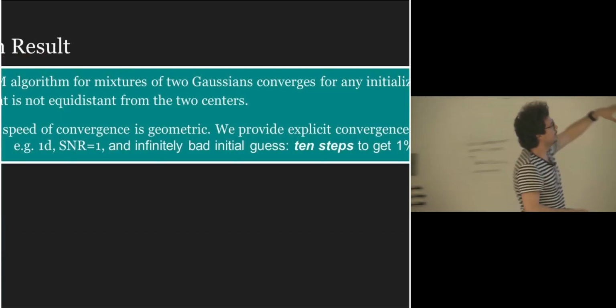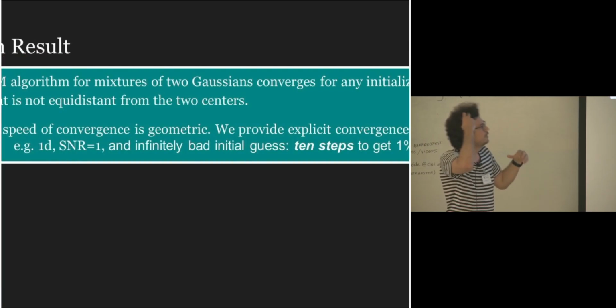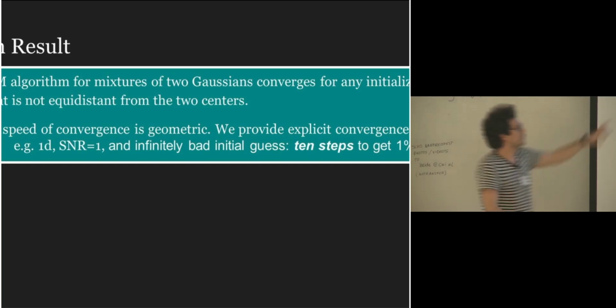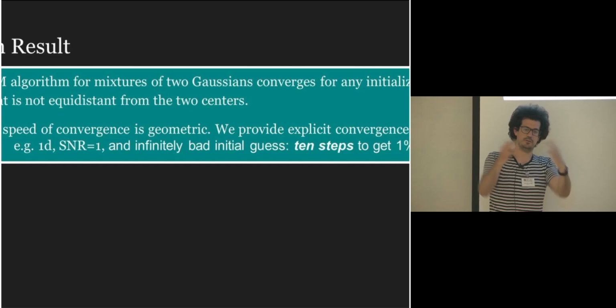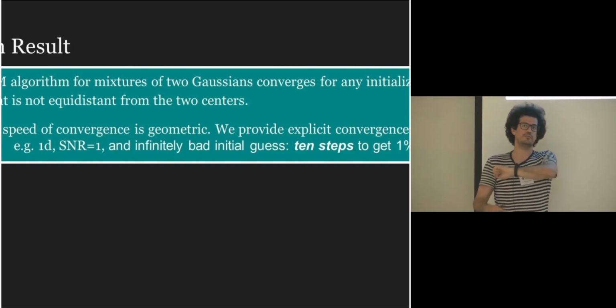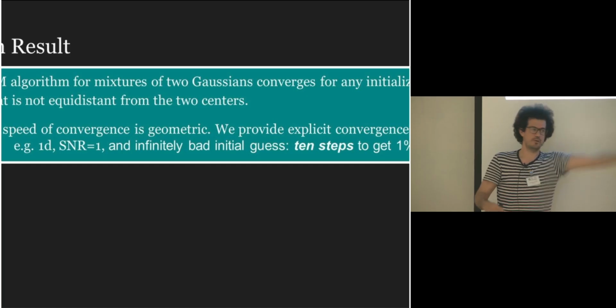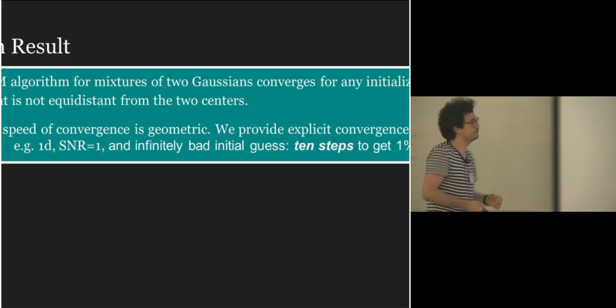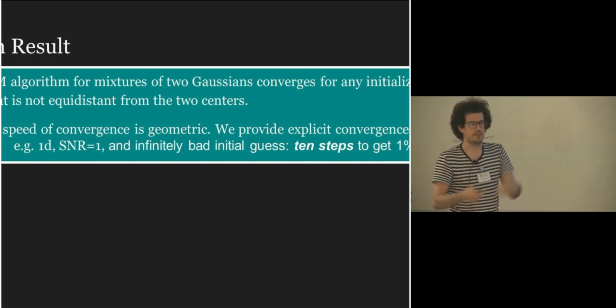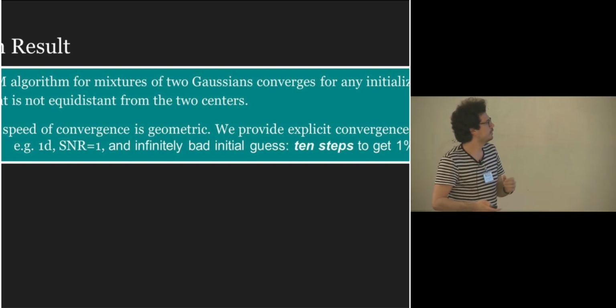Okay? So, just to give a sense of the title, at least, of the paper. In 1 dimension, if your signal-to-noise ratio is 1, which is a bad case, really it's not a bimodal thing, it's a unimodal thing. If you start arbitrarily far away from the truth, in 10 steps you're 1% error from the truth. Hence the title of the paper, 10 steps suffice.